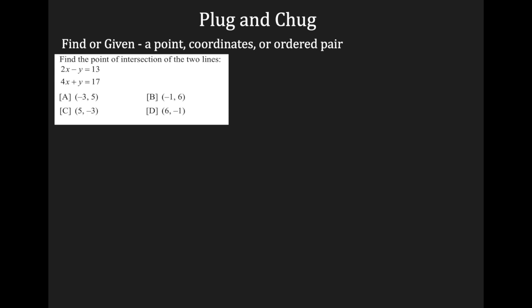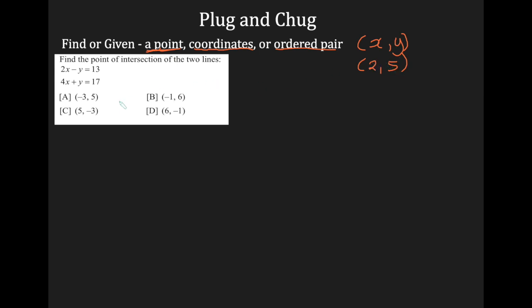I've done two series now, and this series is on if you have to find or are given a point, coordinate, or ordered pair. Now, all three of these mean the same thing. Remember, a point has an x value and a y value. If I give you a point which is (2, 5), it just means that x represents your 2 and y is your 5.